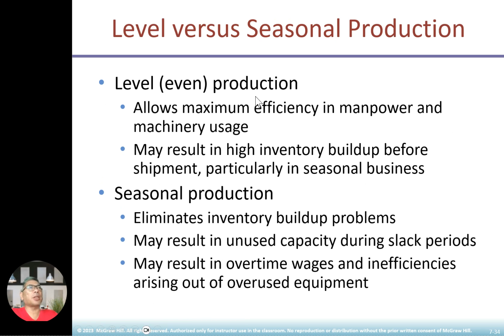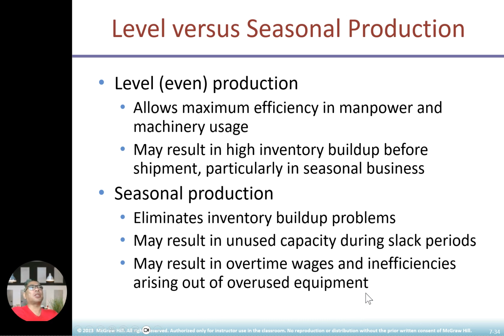In terms of production level, allowing maximum efficiency in manpower as well as machinery usage may result in high inventory build-up costs before shipment, particularly in seasonal business. Seasonal production, for example, eliminates inventory build-up problems but may result in unused capacity during slack periods, and may result in overtime wages and inefficiency arising out of overused equipment.